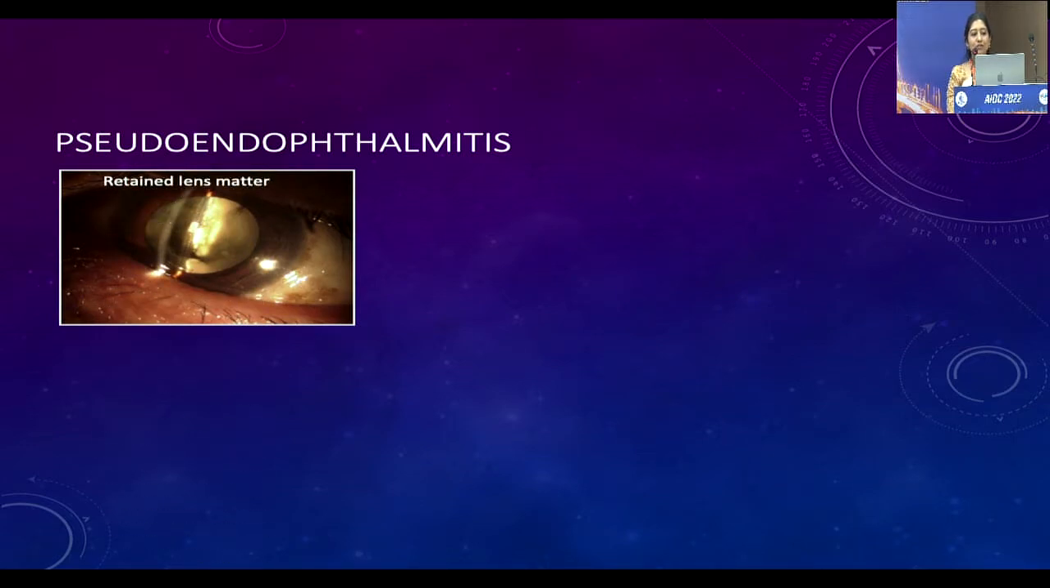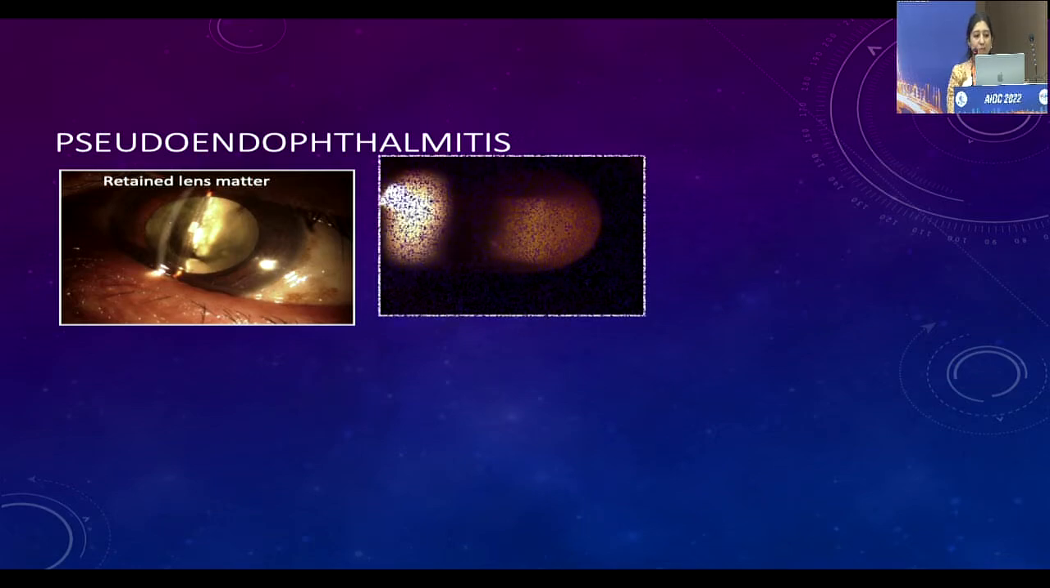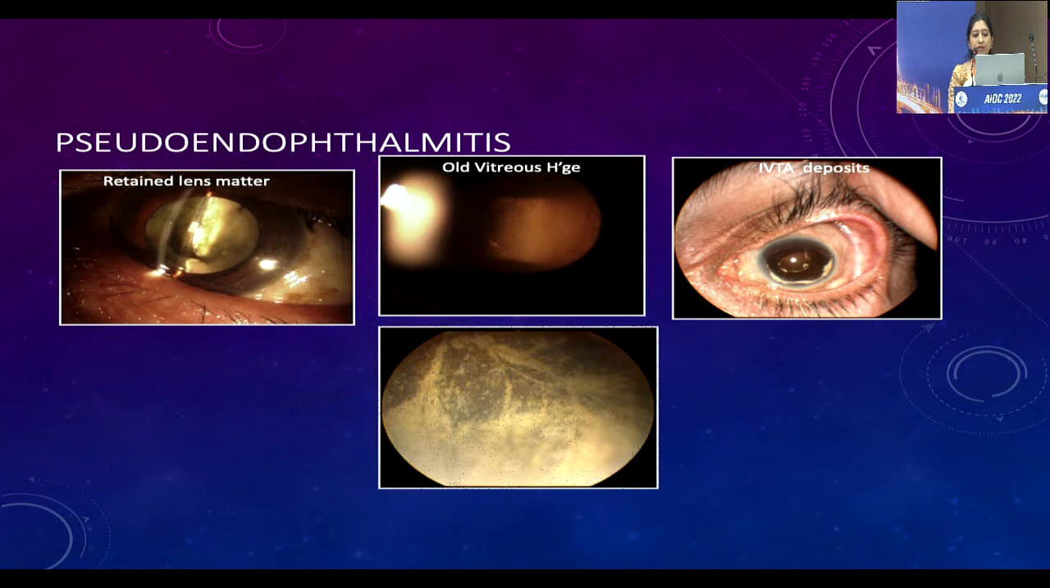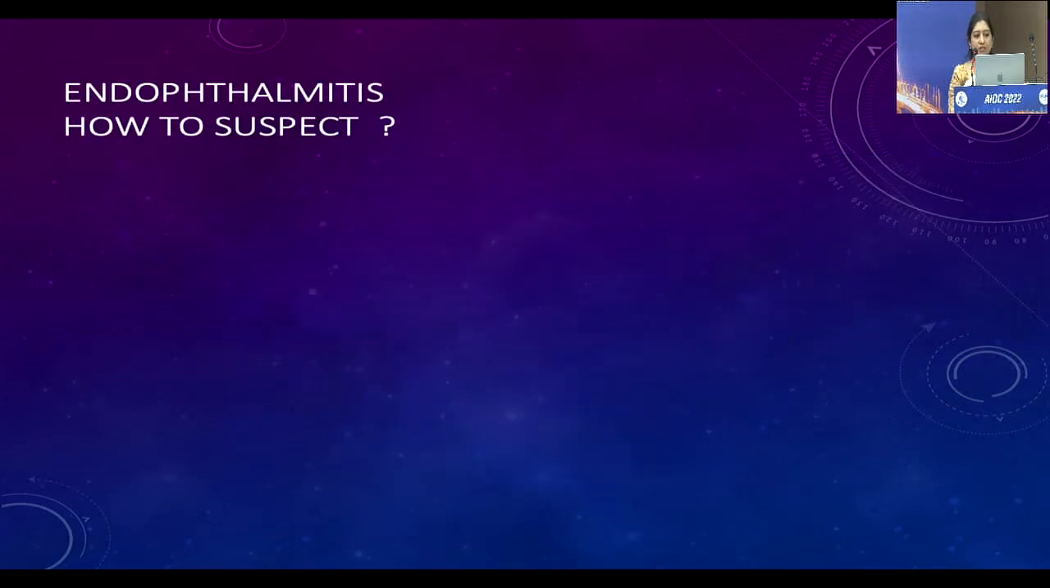There is a term, pseudo-endophthalmitis, seen with retained lens matter, old vitreous hemorrhage, or the presence of IVTA deposits. I had one patient who presented around 1.5 months post-operatively, operated somewhere else, and I saw some exudates, and the first thing that came to mind was whether it was endophthalmitis. But on detailed questioning, she told me that she was a case of chronic uveitis and was under treatment. So that was an interesting thing.